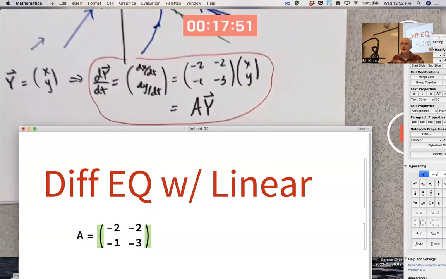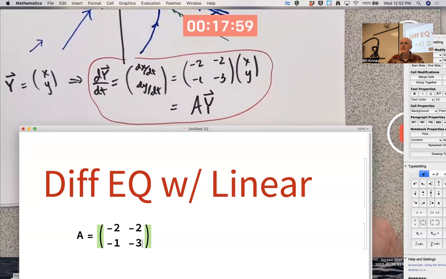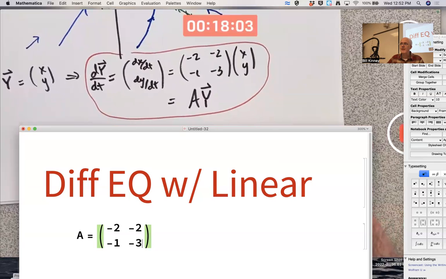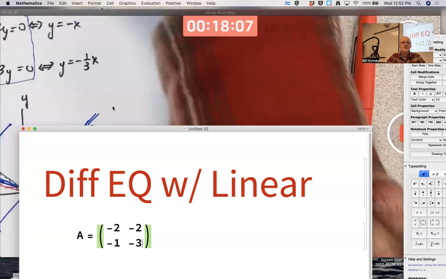In chapter 3 of the textbook, we're going to learn how to use eigenvalues and eigenvectors to solve this system, even by hand, without technology. For the moment, though, I'm going to use technology. There's a couple different ways I could use technology.